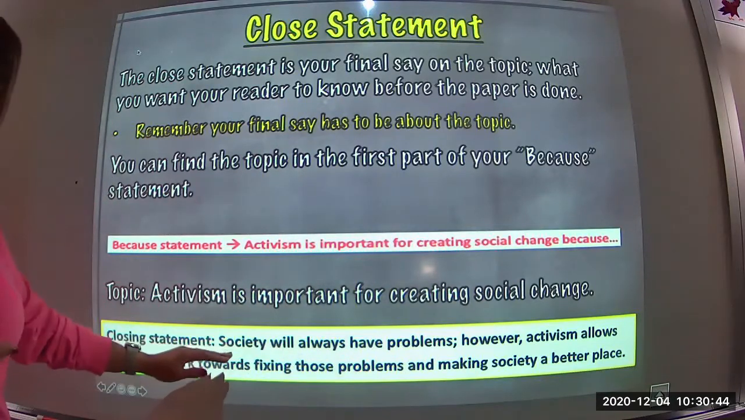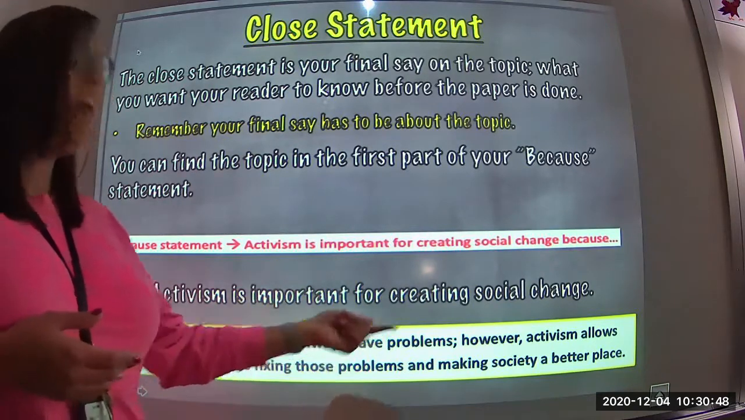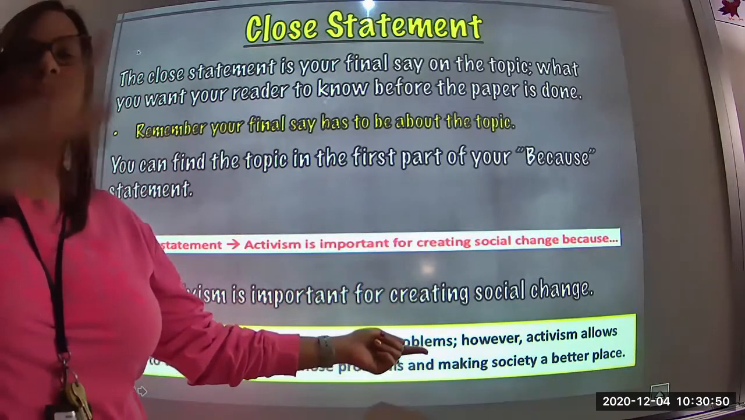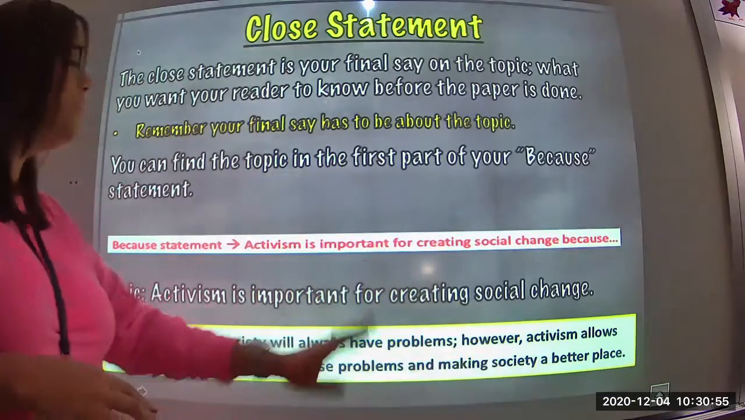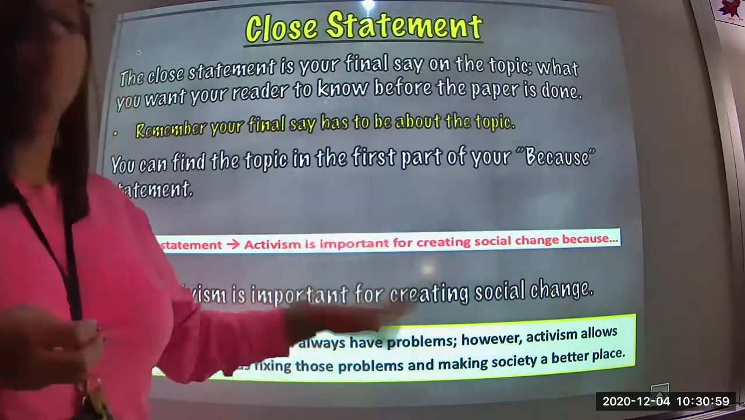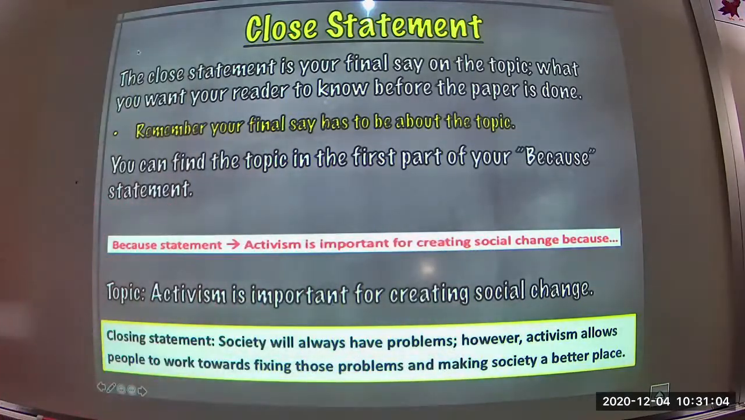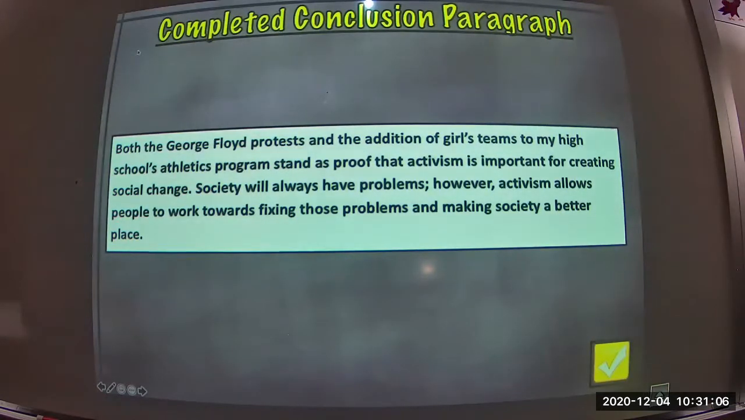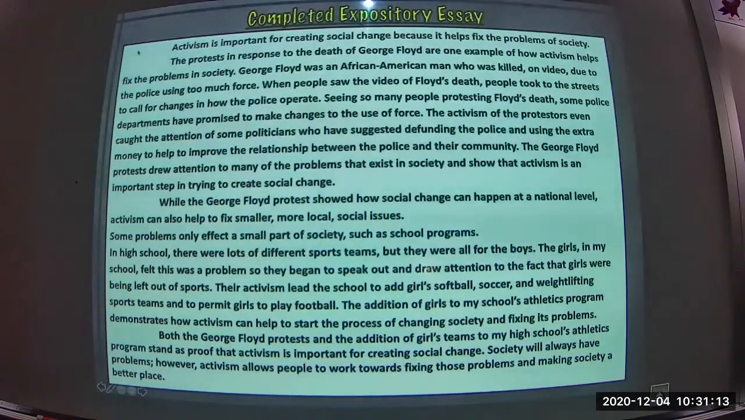So the closing sentence can look something like this. Society will always have problems. So you're thinking a little bit more in depth. We will always have problems. However, activism allows people to work towards fixing those problems and making society a better place. Okay, and that's what the completed conclusion looks like. So now we've hit all the marks, all 4 paragraphs, and this is what it looks like at the end. And it's come together nicely.